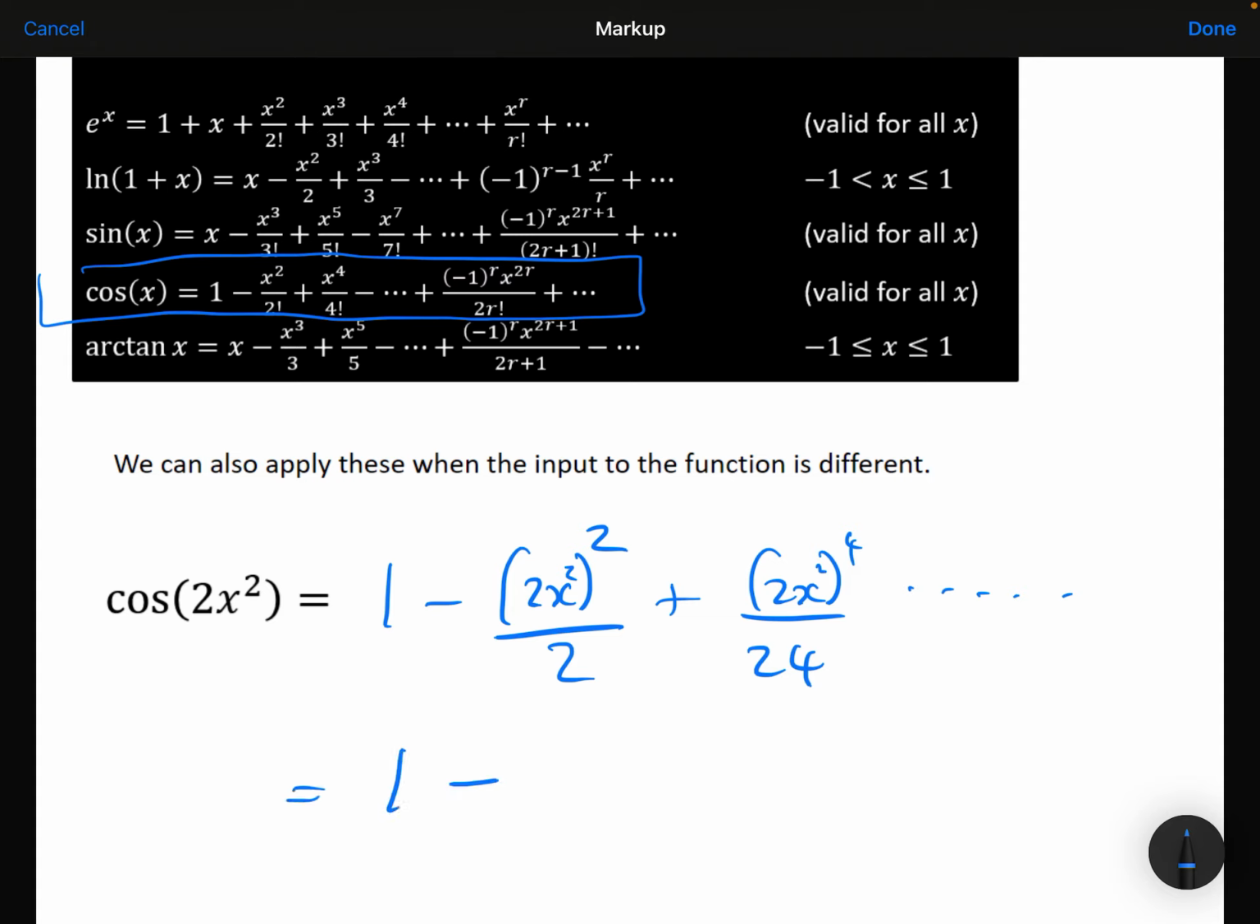Simplifying this then, the 2x squared times 2x squared gives 4x to the power 4. The 2x squared to the power 4 gives 16x to the power 8. And then we can simplify those. And so on.